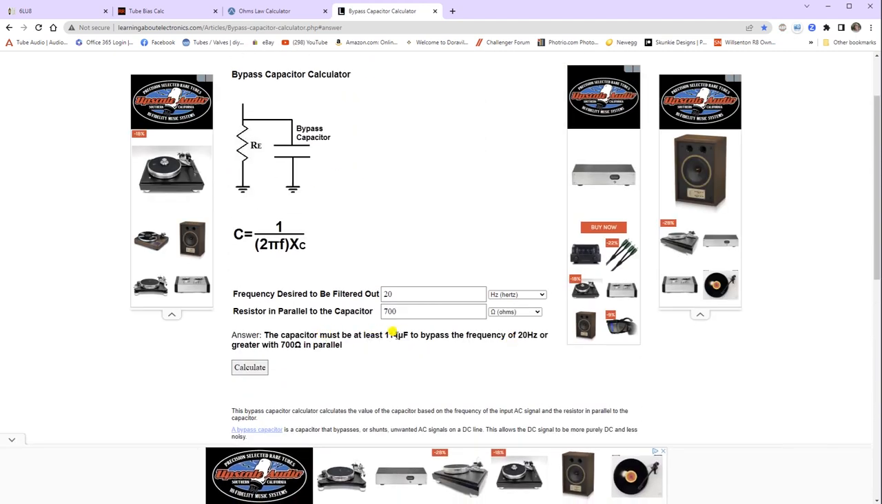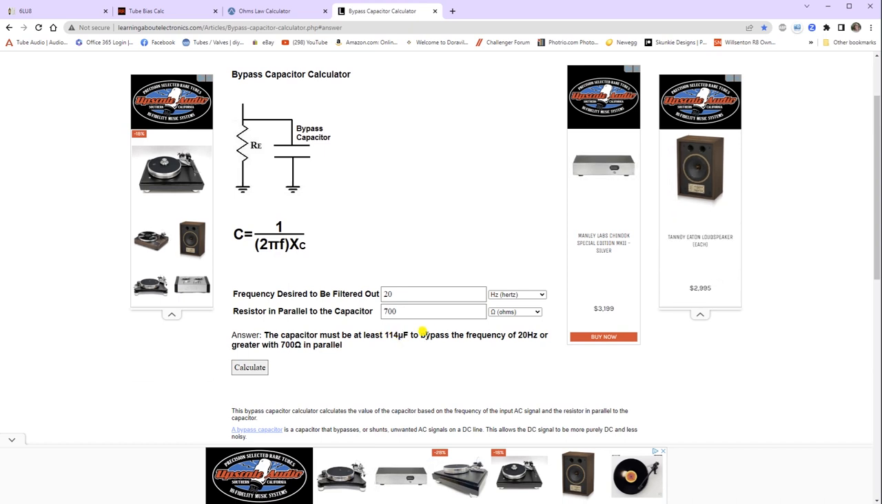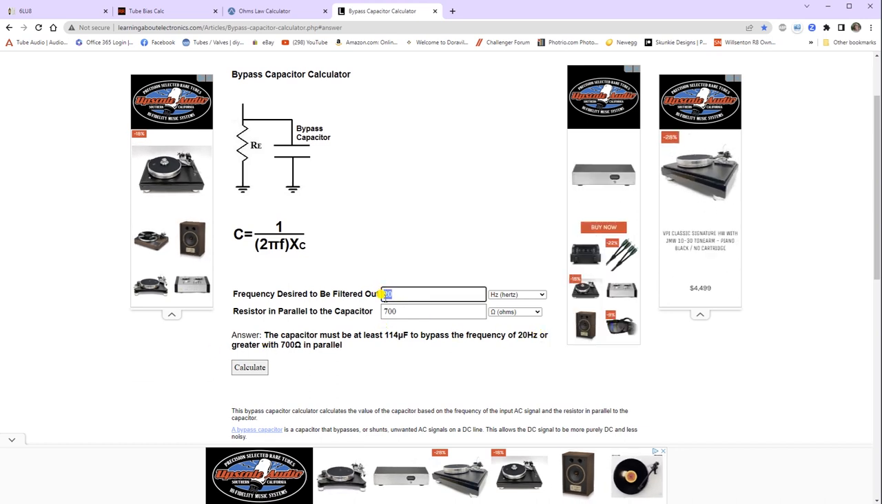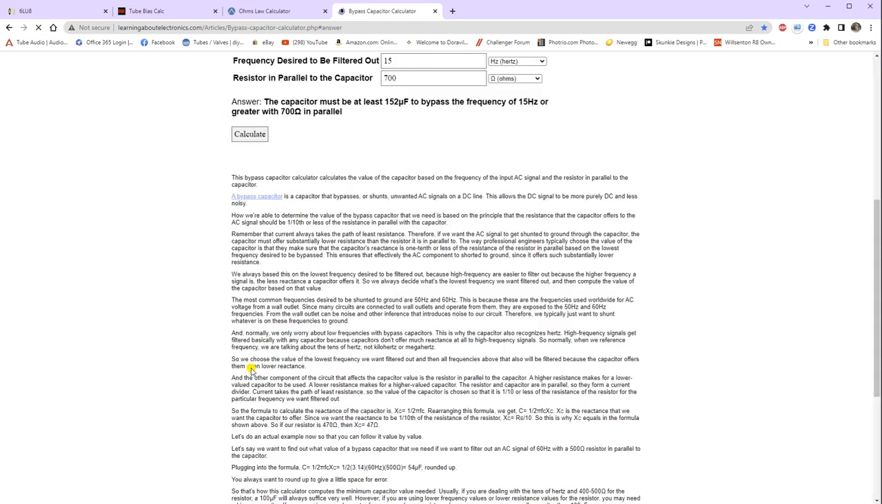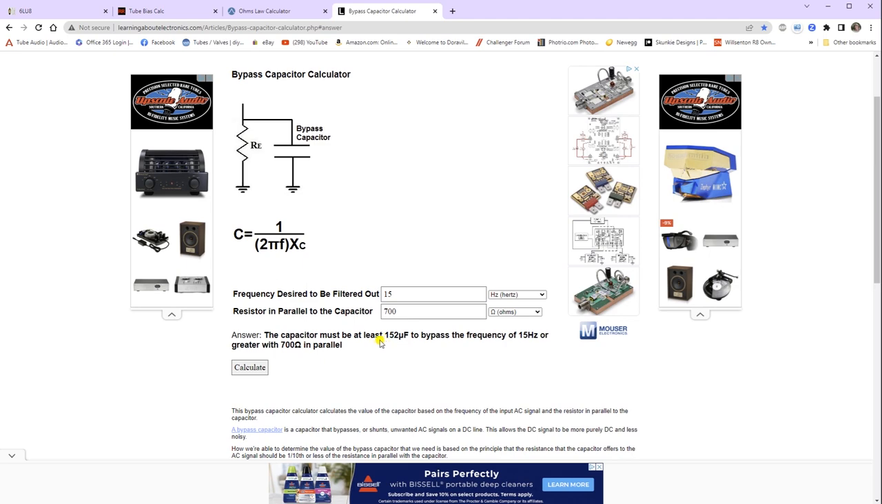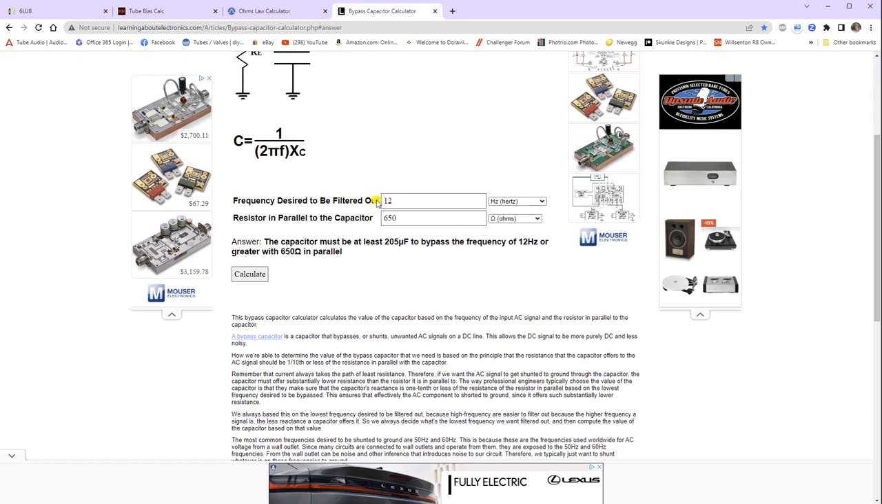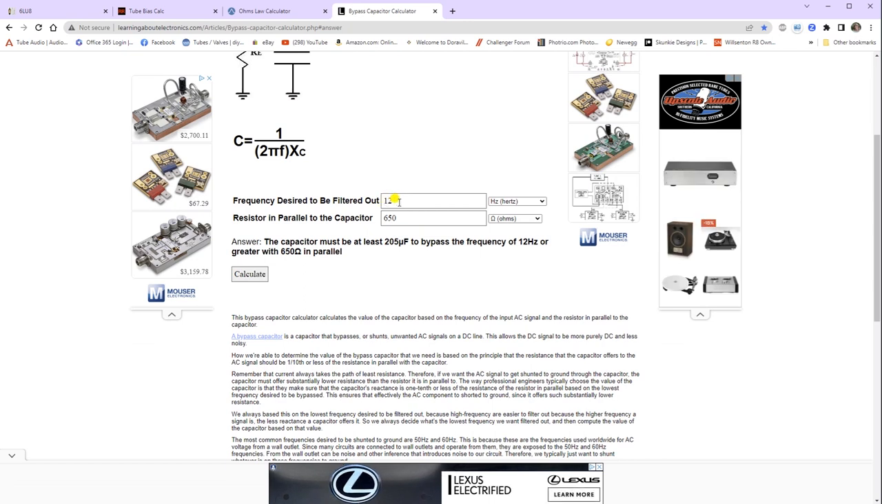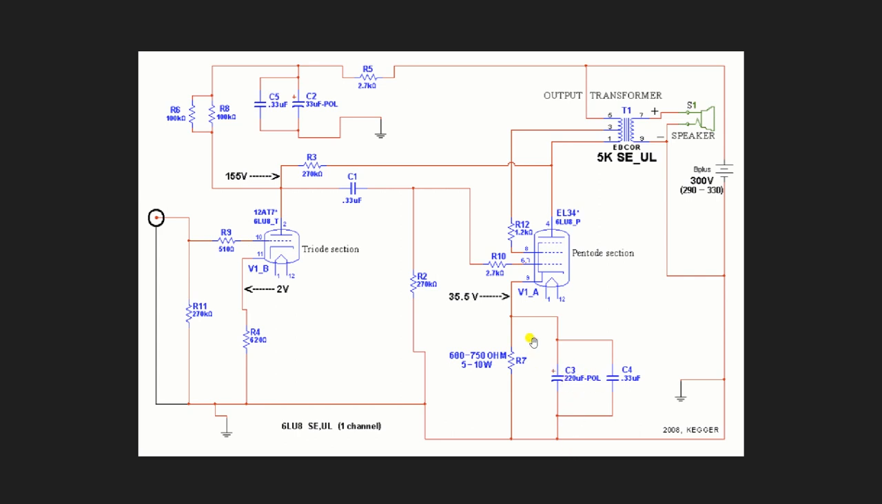And it says we need a capacitor of at least 114 UF to bypass for frequencies at 20 hertz or greater. So let's go ahead and drop this down to 15 hertz just to be safe. And we're down at 152 UF at 15 hertz. Even with the 650 ohm, it will bypass to ground all the frequencies from 12 hertz and up. So a 220 UF like he has in the schematic is plenty large for this bypass capacitor. So we know we've got that covered.